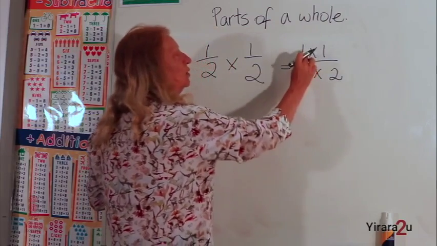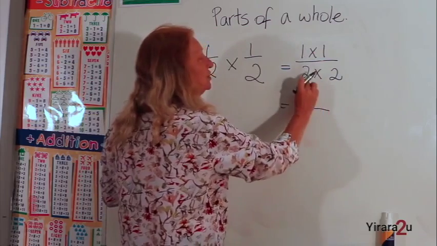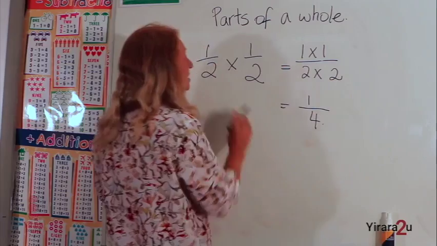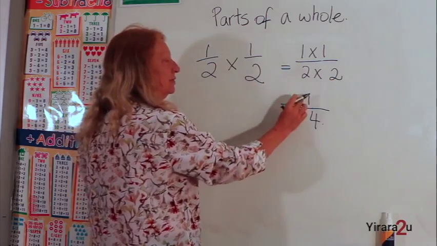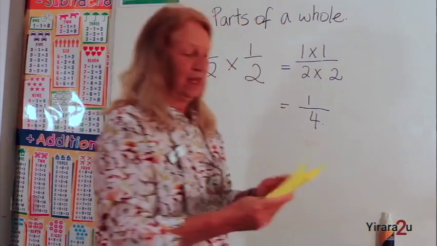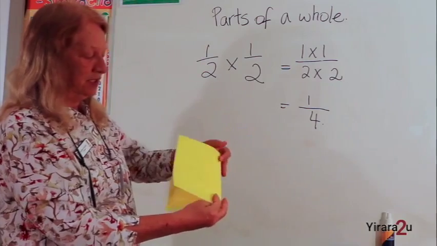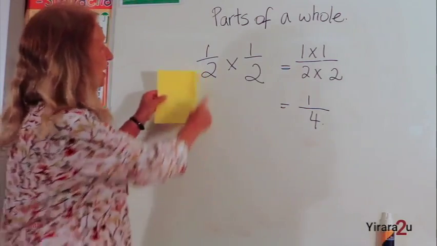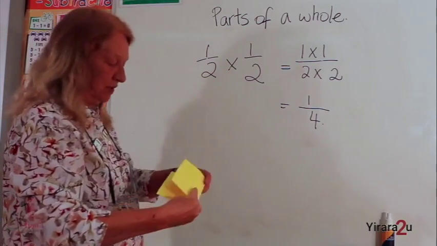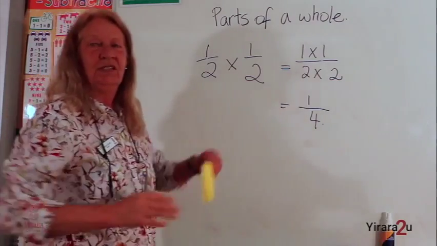What does that equal? 1 times 1? That still equals 1. And 2 times 2? That equals 4. So a half of a half equals a quarter. Let's see what happens. So there's my whole. Here's my two halves. So I've made it a half. Now I want a half of this half. So I'm going to fold it this way. Let's see what happens.